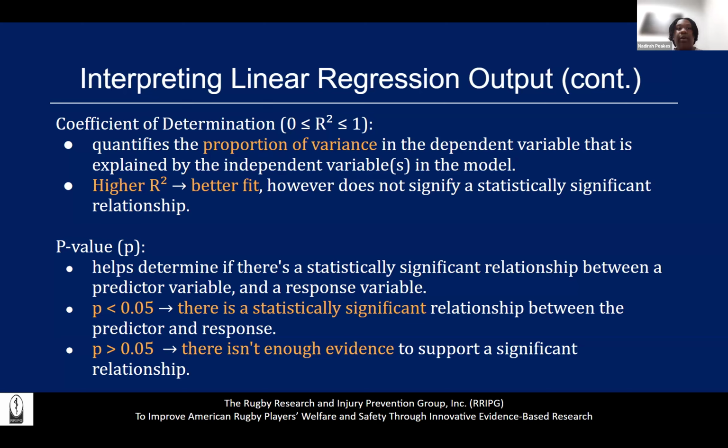Moving on to a p-value, we know that p-values help determine if there is a statistically significant relationship between a predictor variable and a response variable. A p-value that is less than 0.05 indicates that there is a statistically significant relationship between the predictor and response variables. A p-value that is greater than 0.05 indicates that there's not enough evidence to support a significant relationship.